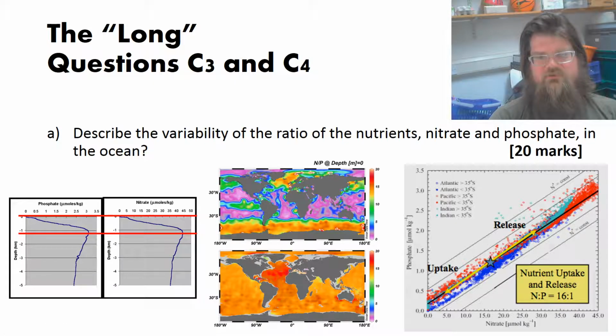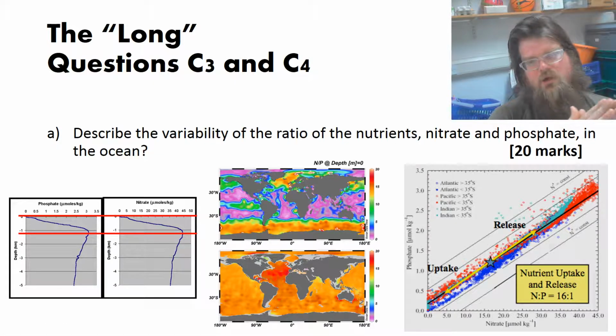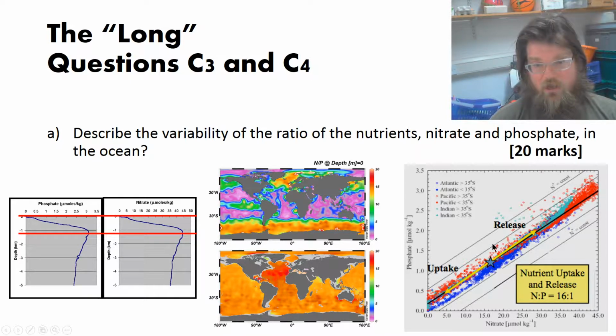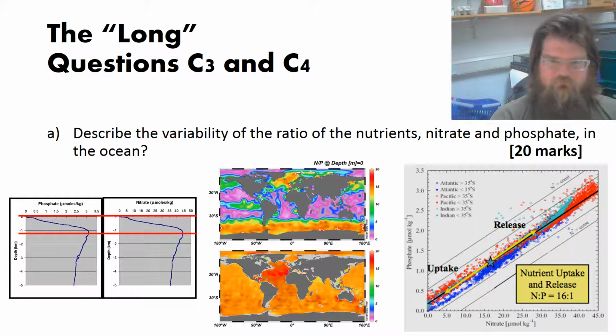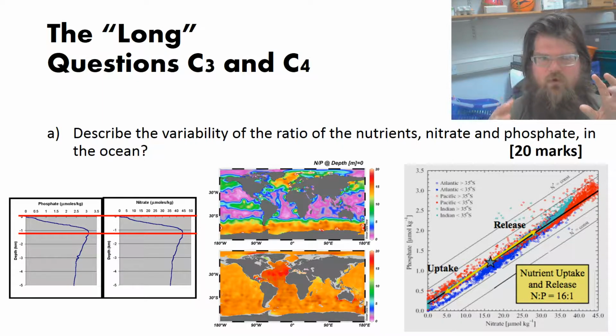Another thing, most people who figured out that it was a question about ratios answered this part quite well. And they said, "Yep, there's this Redfield ratio of uptake and remineralization of 16 to 1." But actually, the question is about variability as well. And that's a bit of a trick question, because actually there's not much variability.